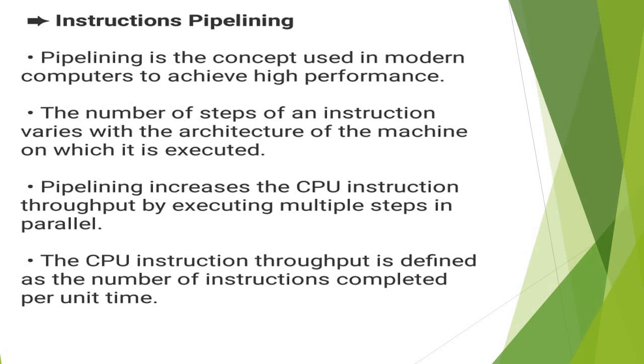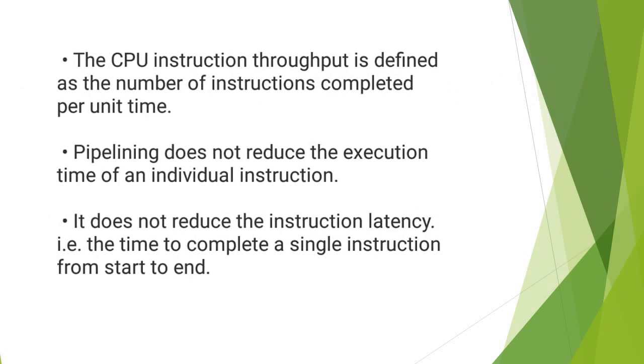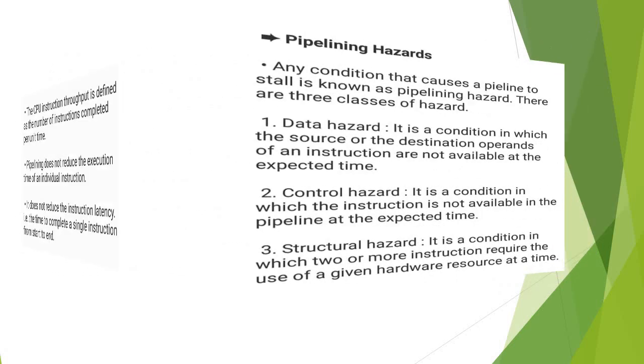The CPU instruction throughput is defined as the number of instructions completed per unit time. Pipelining does not reduce the execution time of an individual instruction. It does not reduce the instruction latency, that is, the time to complete a single instruction from start to end.